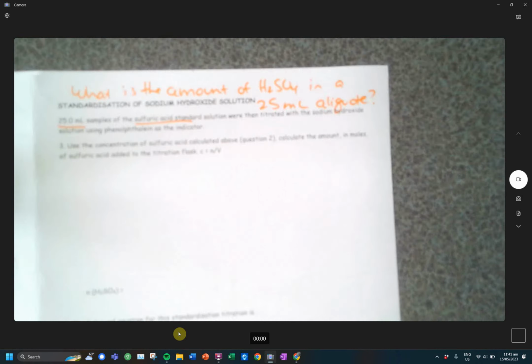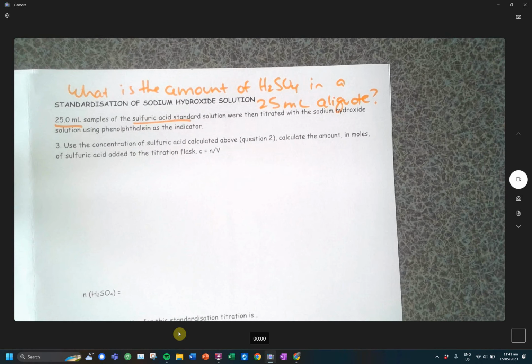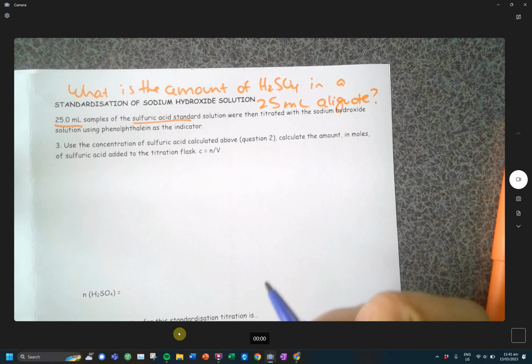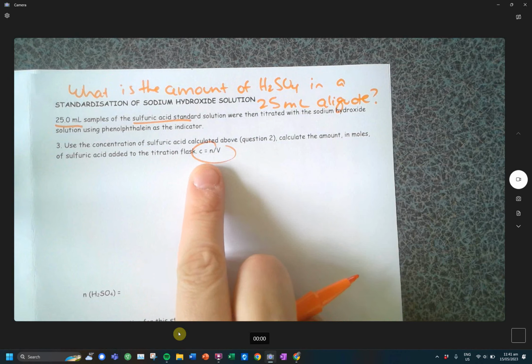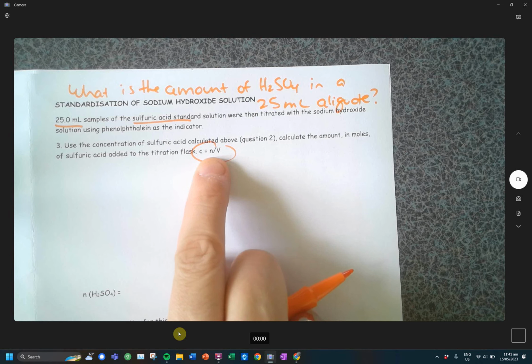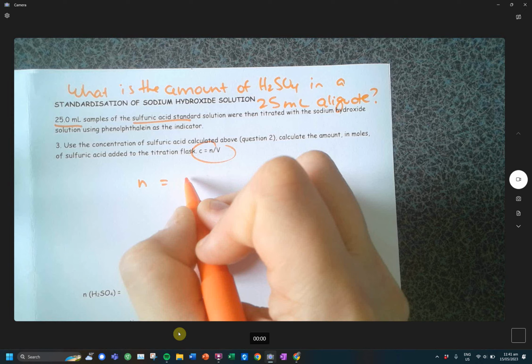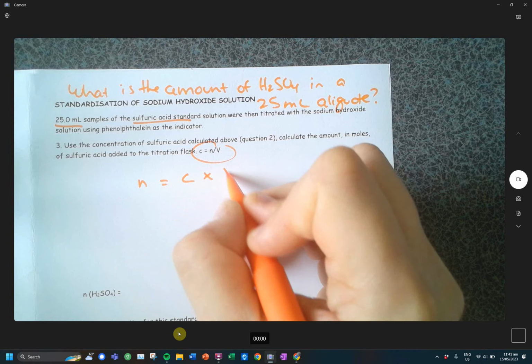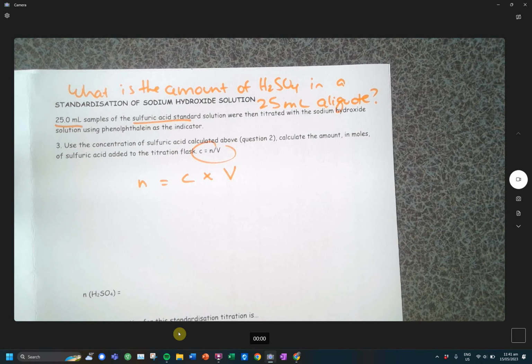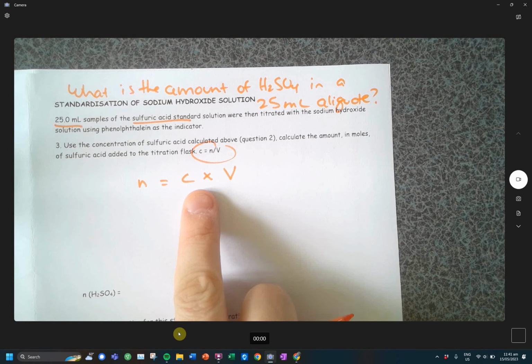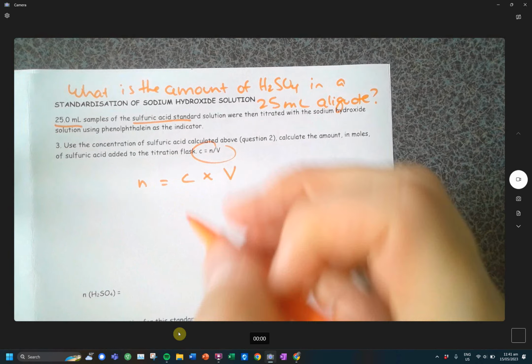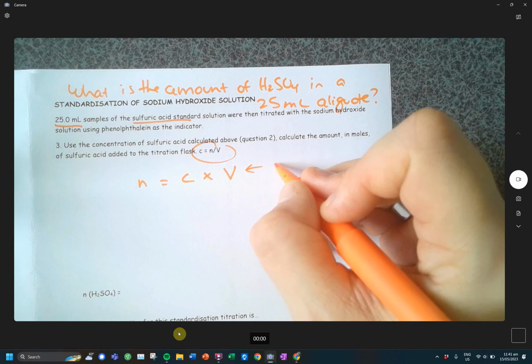So that's the question that I'm trying to answer with this. All right, so I need to now rearrange this equation because this equation is solving for concentration, and I need to have it solving for N instead. So N is going to equal whatever my concentration is times the volume. Concentration I figured out from question number 2. Volume is going to be the aliquot.